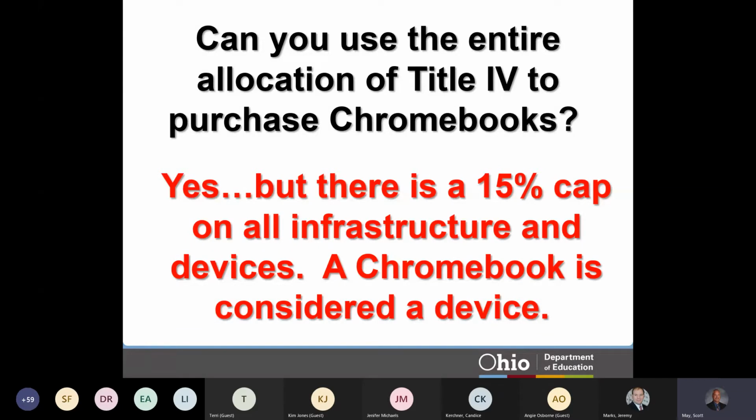But if there are waivers or flexibilities, you might be able to, if you have an allocation under $30,000. Remember, Title IV has a lot of nuances embedded into it, so we want to make sure that you're following those rules also. So contact your consultant. We will be more than happy to help you.